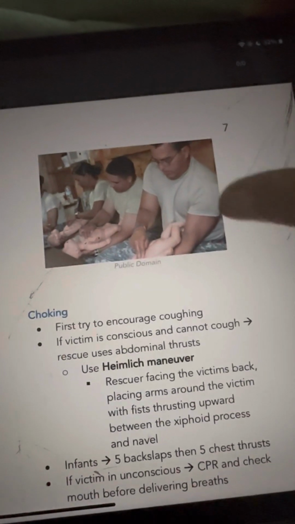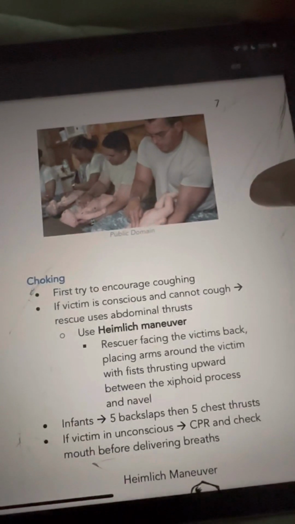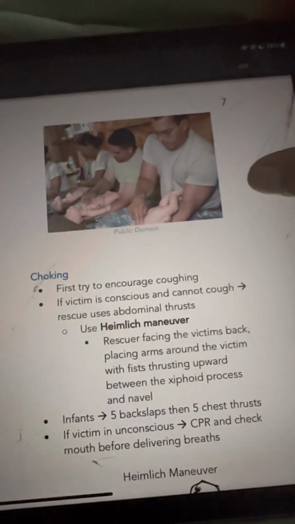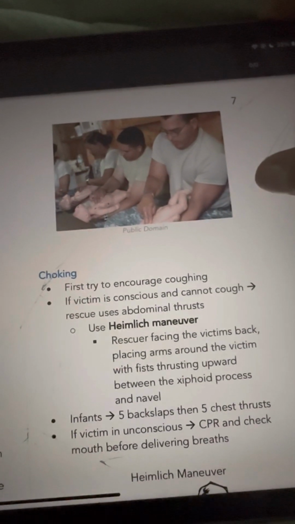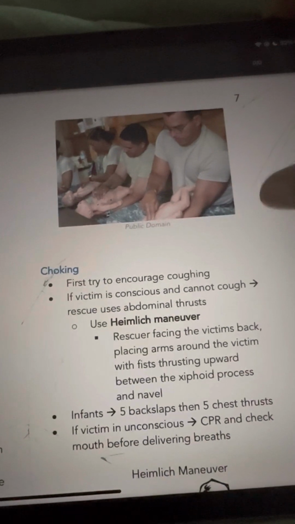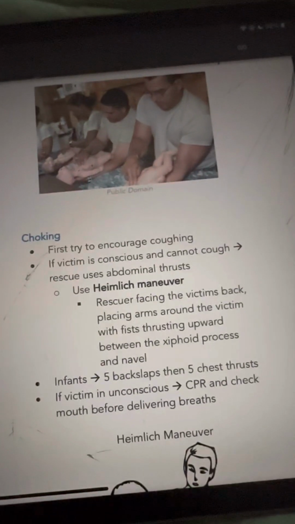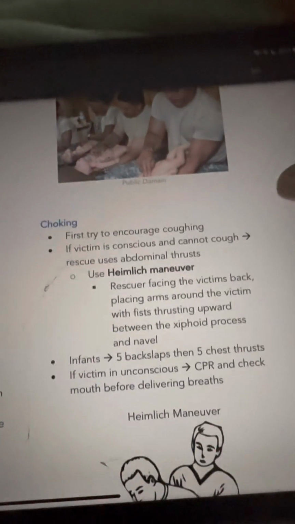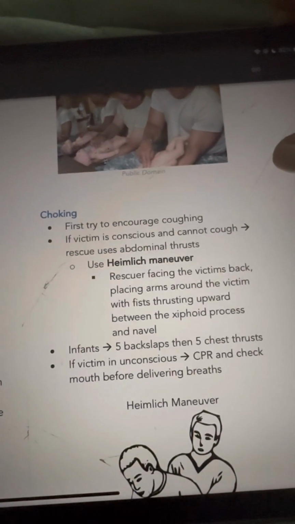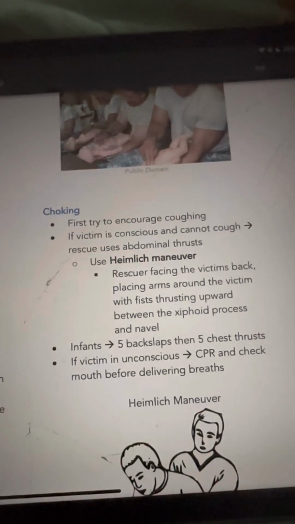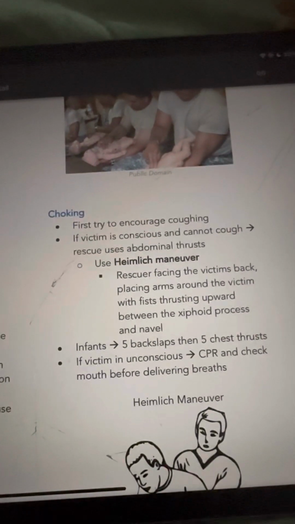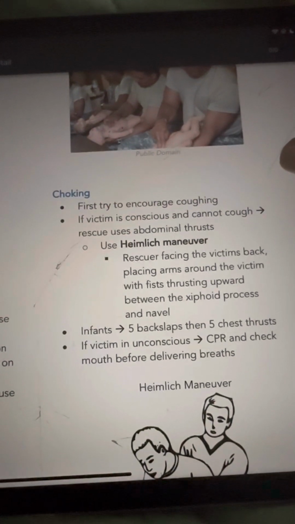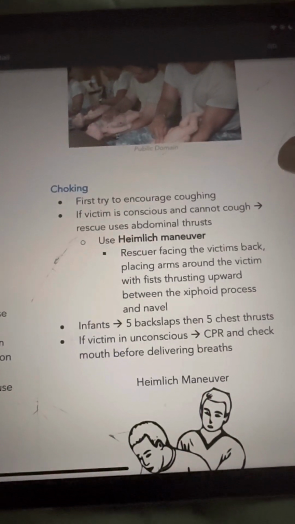Choking. First, encourage coughing. If the victim is conscious and cannot cough, the rescuer uses abdominal thrusts. Use the Heimlich maneuver: the rescuer faces the victim's back, placing arms around the victim with fists thrusting upward between the xiphoid process and navel. Infants: 5 back slaps and 5 chest thrusts.